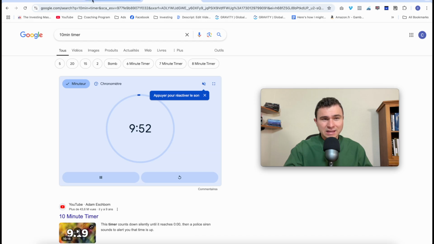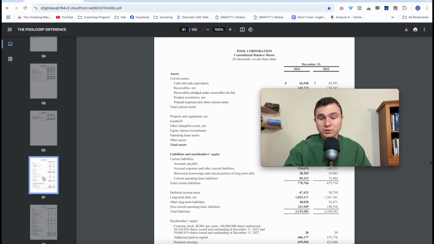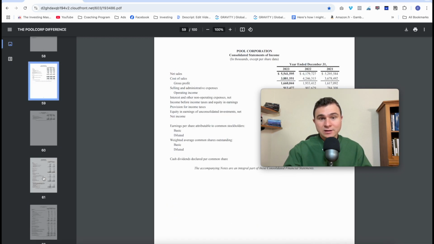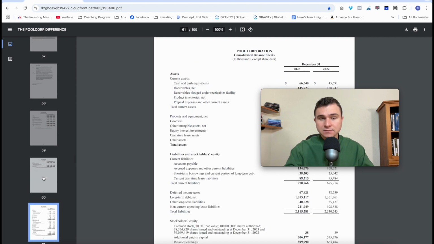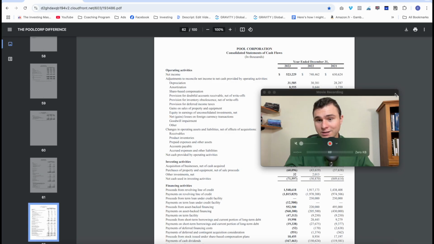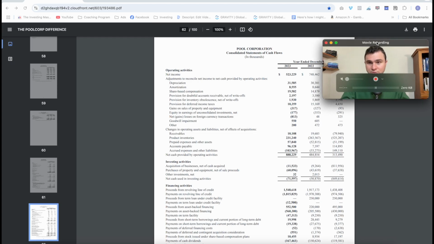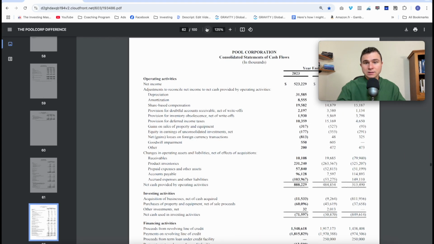Analyzing free cash flow is the most difficult part of analyzing the financial statements. I have Pool Corp here as an example. I'm in the annual report for 2023. Balance sheet is easy. Income statement is easy. Now we'll attack the most complex document in this annual report.